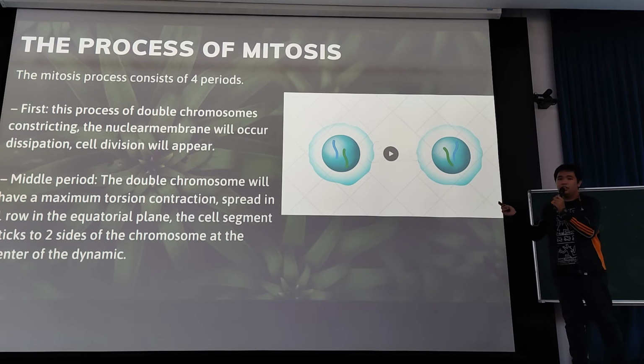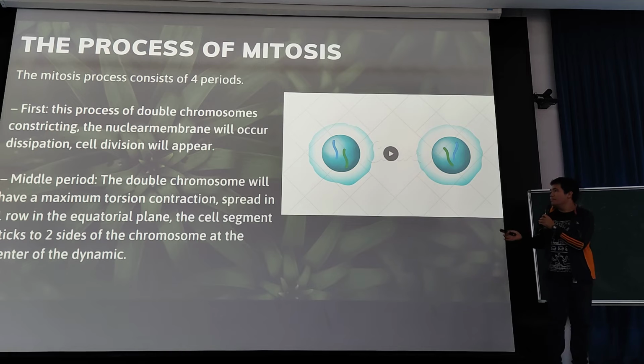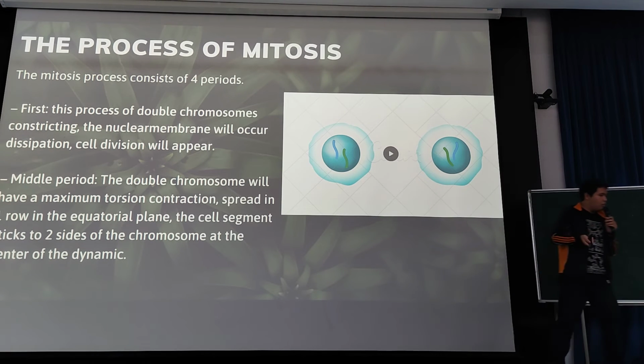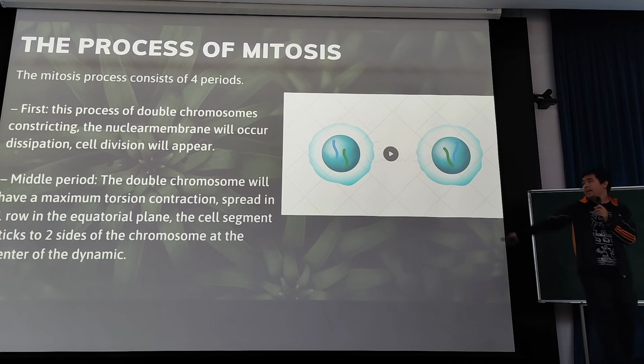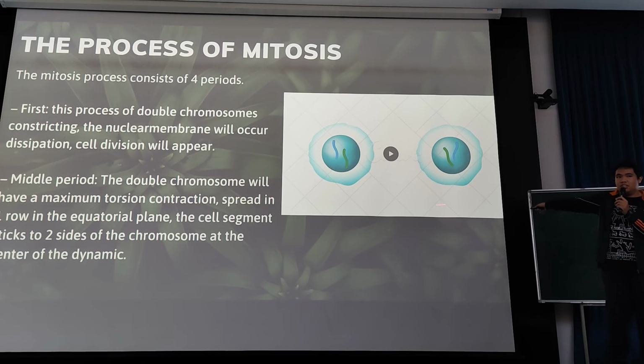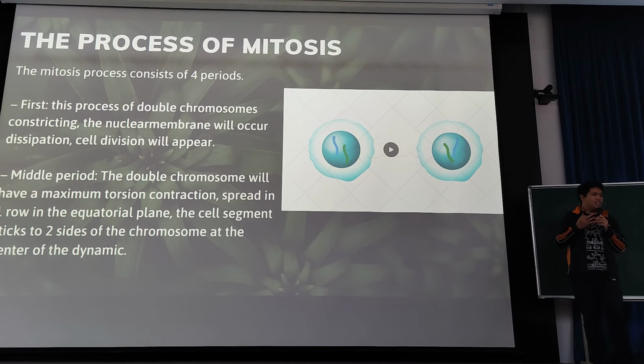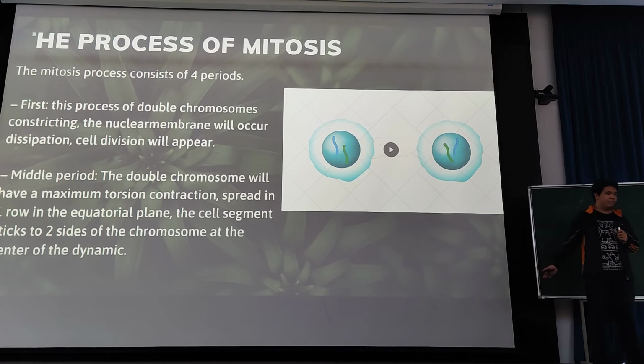Next is about the middle period. The double chromosomes will reach maximum condensation and spread in one row on the equatorial plane, and as you can see in the box, there is a video about mitosis. The spindle fibers attach to two sides of the chromosomes at the center.